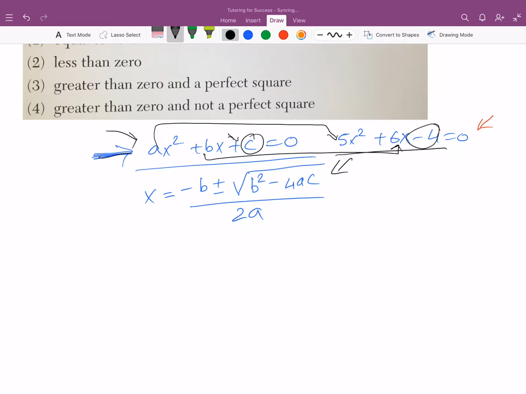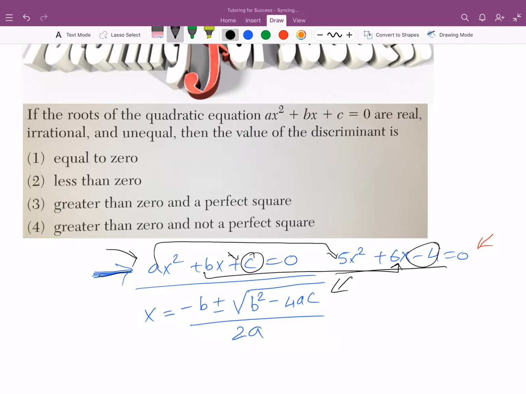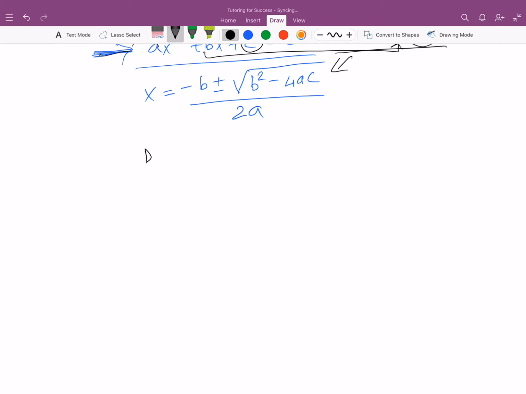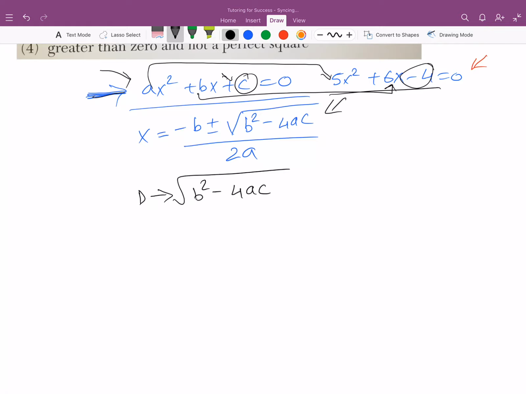But I'm not interested in finding the roots of this problem. What I need is to find under what condition the roots are real, irrational, and unequal, like either 1, 2, 3, or 4. So the discriminant part, which is, let's say, D, is only this: b squared minus 4ac. This is the discriminant part, and this is very important, which helps us understand the nature of our equation, like how the equation is behaving.